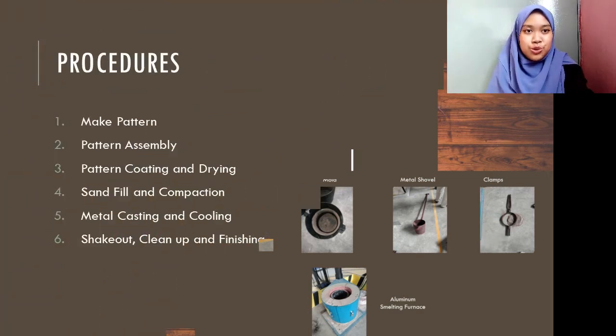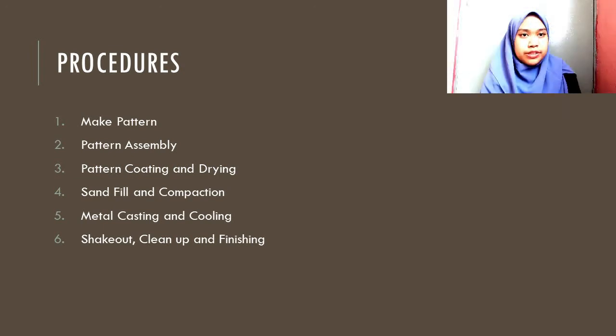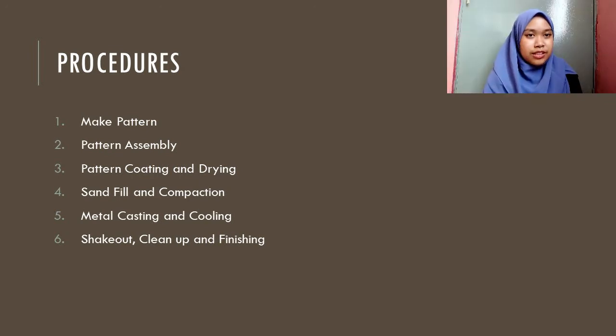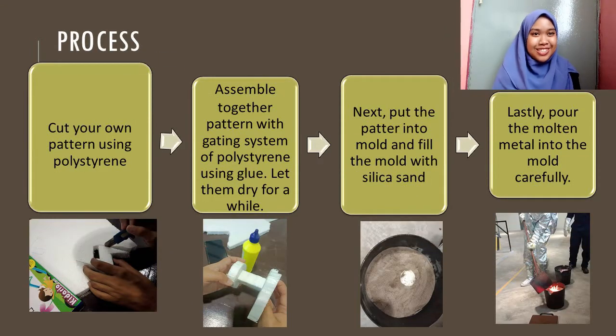Next, I will introduce a simple procedure of lost foam casting. First, make a pattern, then reassemble the pattern, and pattern coating and drying. Next, sand filling and compaction. Moreover, metal casting. Lastly, cooling, shake out, clean out and finishing. So let's go check out the process.